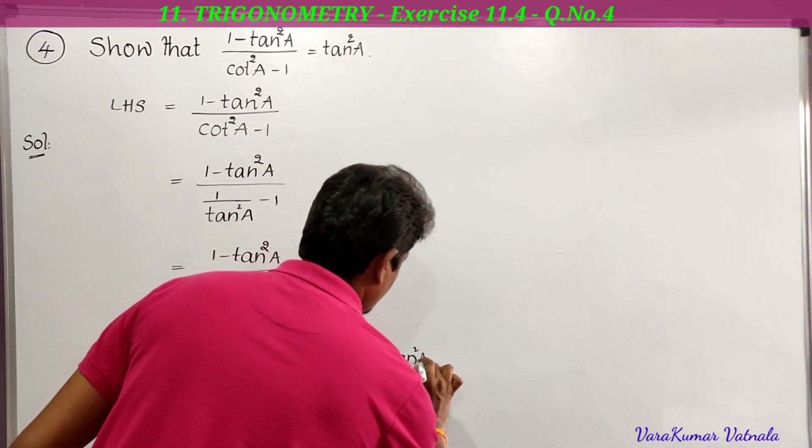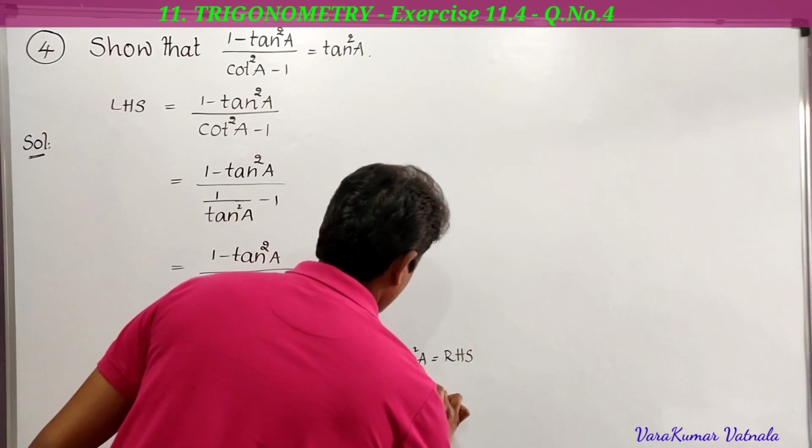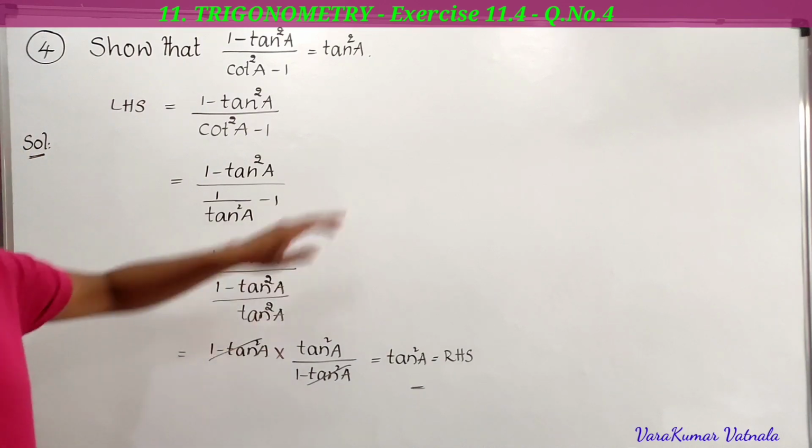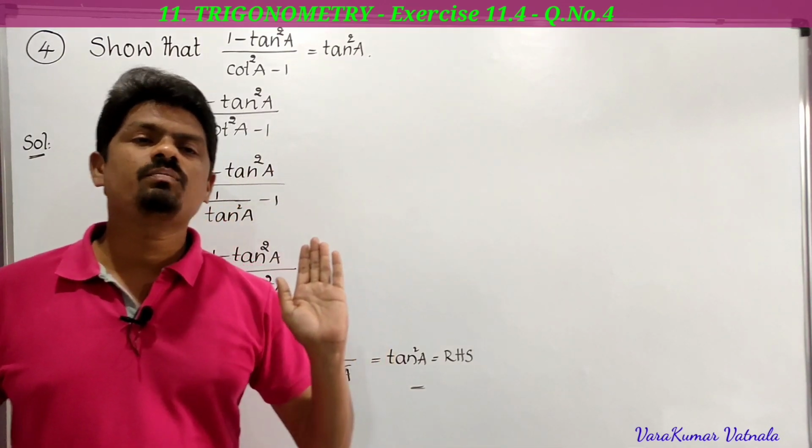So it is nothing but RHS. This tan square a is RHS. So this we have to find. So this is tan square a. So this is the fourth problem in exercise 11.4.